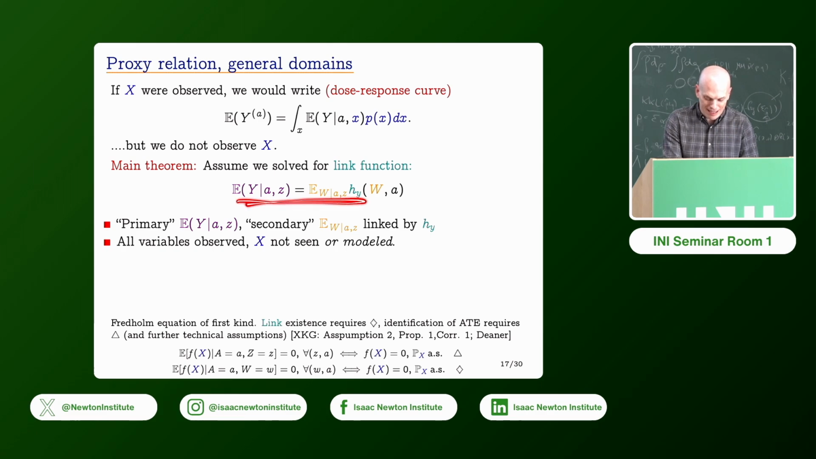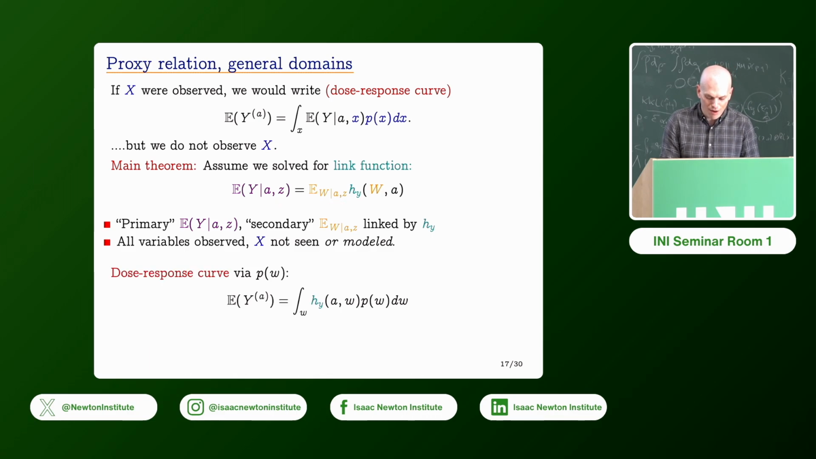Now, this is the equation we want to solve, and notice that x is not observed, nor is it modeled. This is quite important. I've said that I don't want to try and model or recover my hidden x's, and at no point have I done that. I've just got this equation which maps w given a, z to y given a, z. Once I've solved for this h, just as before, I marginalize over w in order to get my average causal effect.